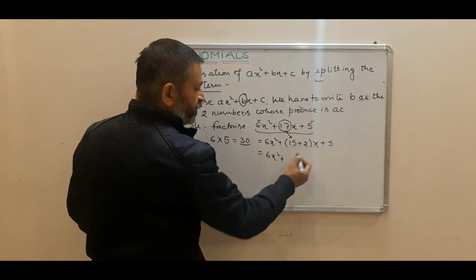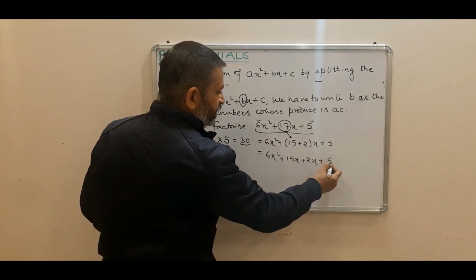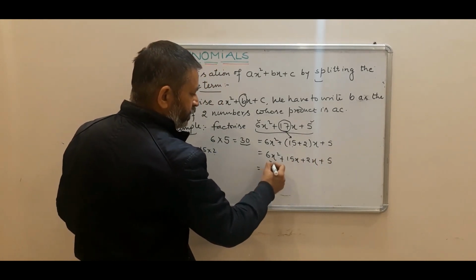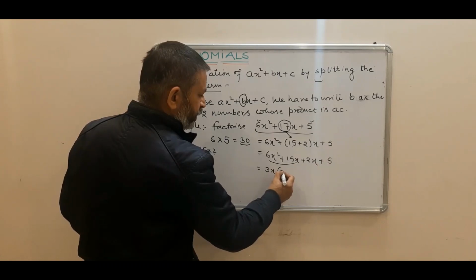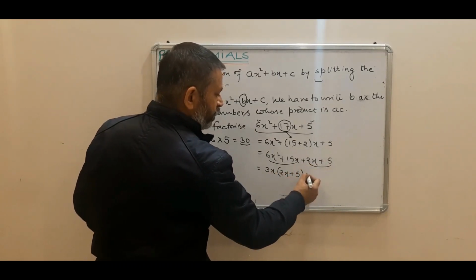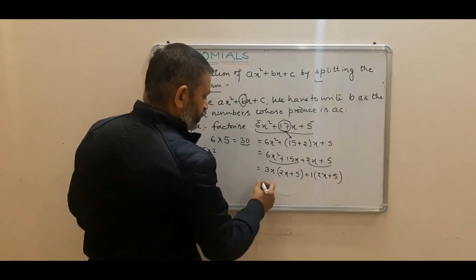Now this 15 into x is 15x plus 2x plus 5. In these two, 3x is common, so it will become 2x plus 5. In these two, nothing is common, so it means 1 will be there. So we'll take 1 common, it will become 2x plus 5 only.